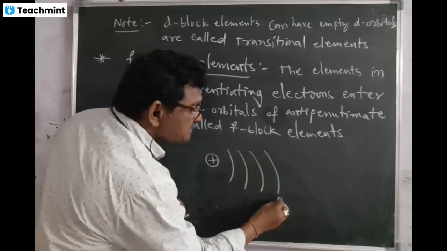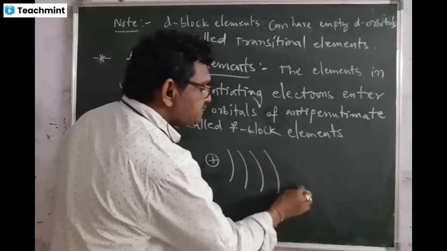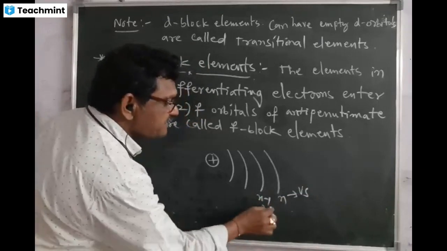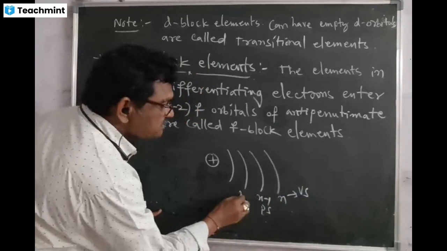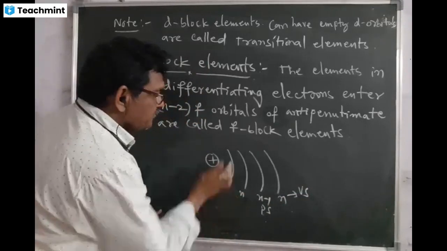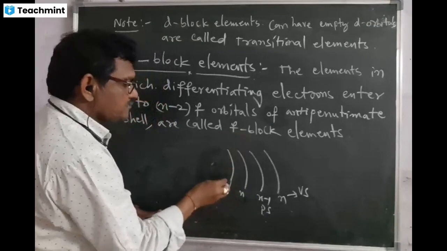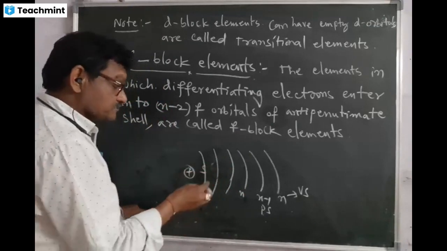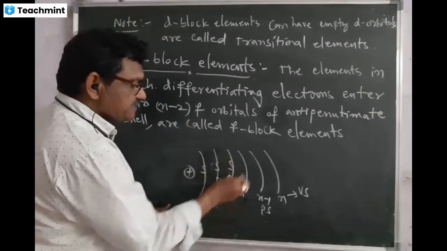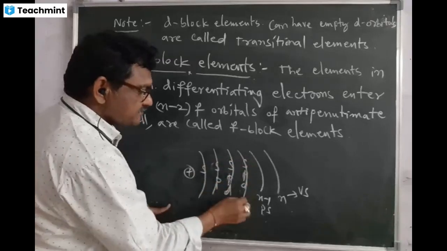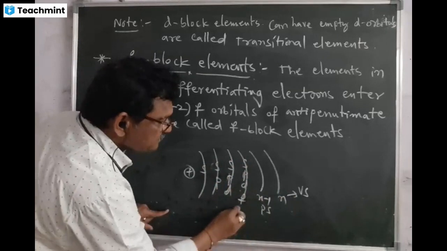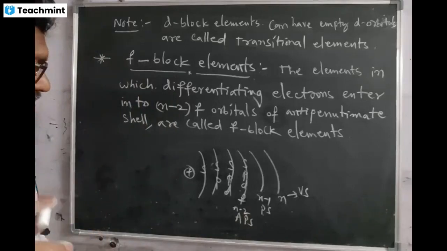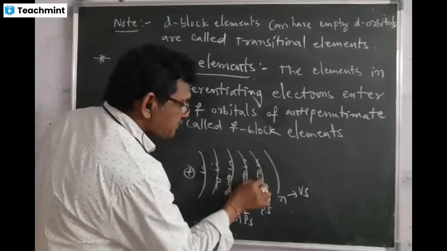Here this is the last shell, the nth shell. This is the valence shell. Here the n minus 1 shell is called the penultimate shell. Here is n minus 2. So this is the nucleus, s, sp, spd, spdf. This is the nth shell, this is the n minus 1 shell, this is the n minus 2 shell, the APS. APS means anti-penultimate shell. The thing you remember is very important, so try to listen carefully.